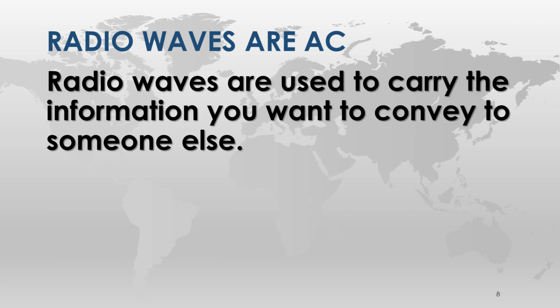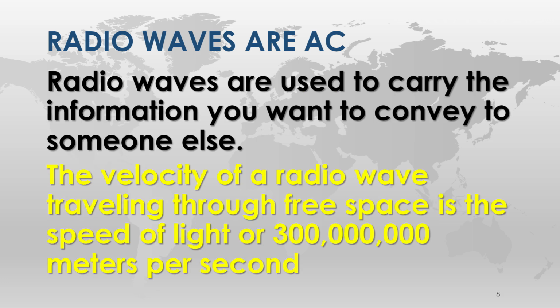Now, radio waves are used to carry the information you want to convey to someone else. And the velocity of a radio wave traveling through free space is the speed of light, 3 times 10 to the 8th, that's 300 million meters per second, in a vacuum. When you're in air or another medium, it is slower than that. And that has a direct relation to how radio waves get bent.